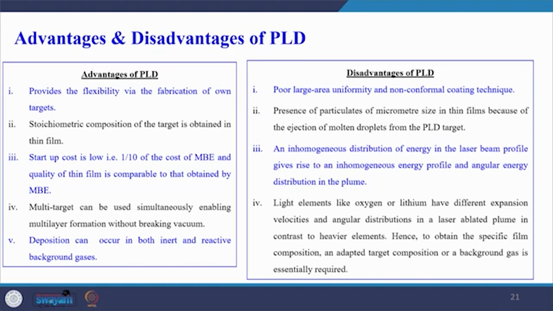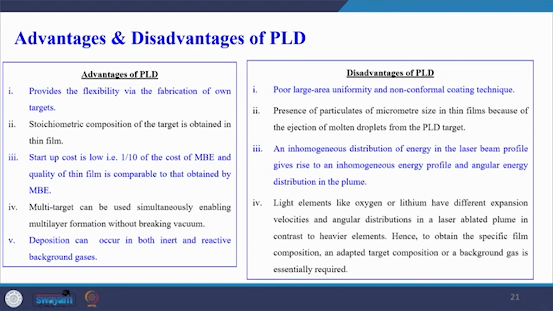Though the pulsed laser deposition technique is very versatile and very useful for deposition, it has certain advantages as well as disadvantages. The most important advantage is the stoichiometry, that is, the flexibility in fabricating the target material. It will maintain the composition of the target while depositing the thin film, so the stoichiometry of the thin film will be the same as the stoichiometry of the target. That is the main advantage of the laser produced plasma.